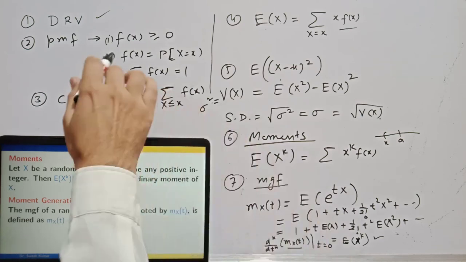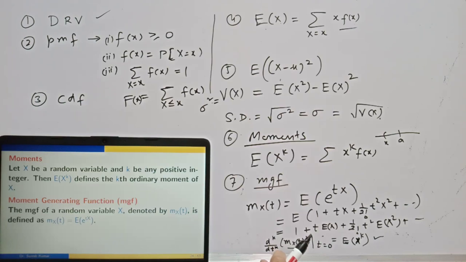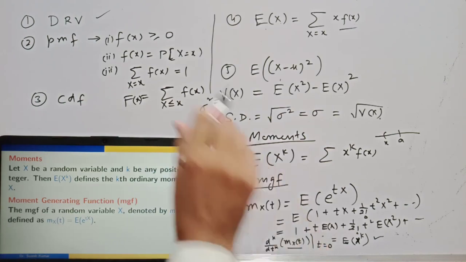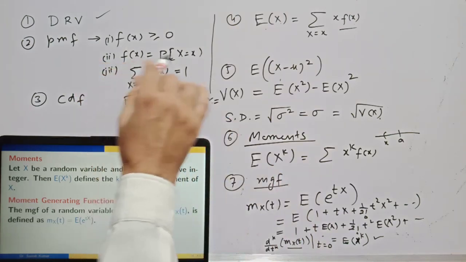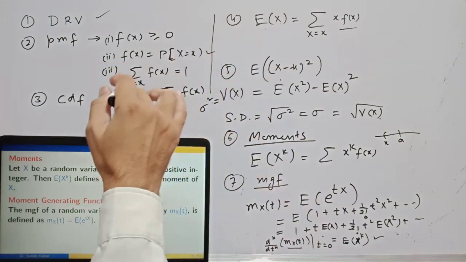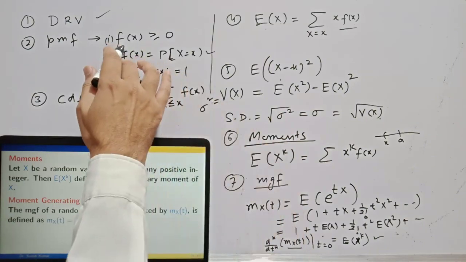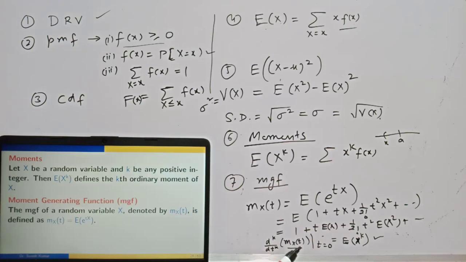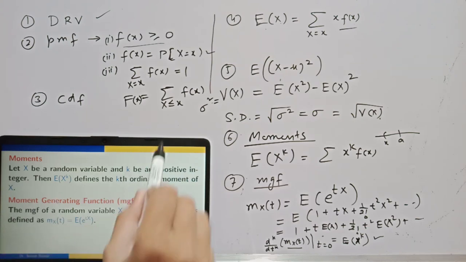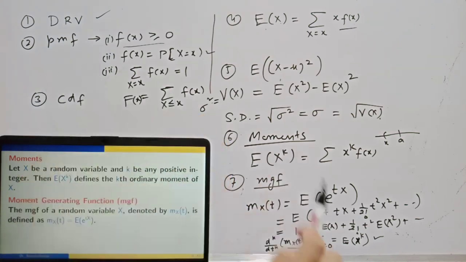PMF means probability mass function. A function f(x) is the probability mass function of x if it gives the probability for each value of x, and the sum of all values of f(x) is 1. And this is of course true because it gives probabilities. Probability is never negative. Third, the cumulative distribution function means the sum of all values of f(x) up to a given value of x, denoted by capital F(x).